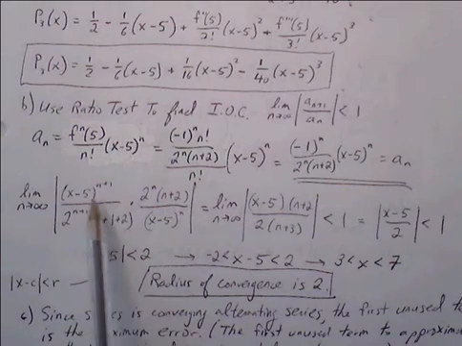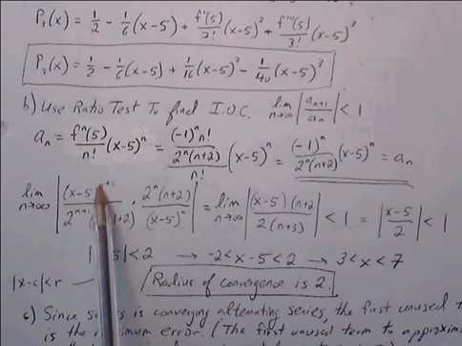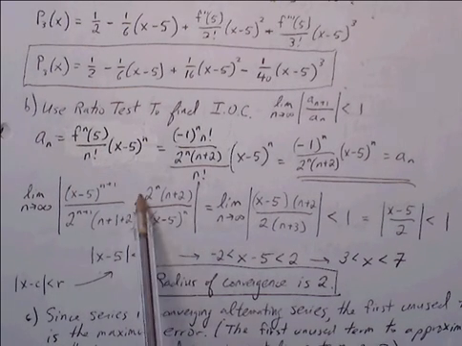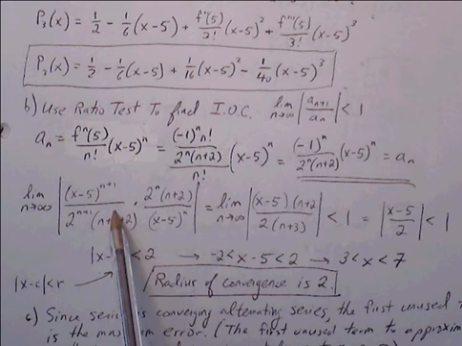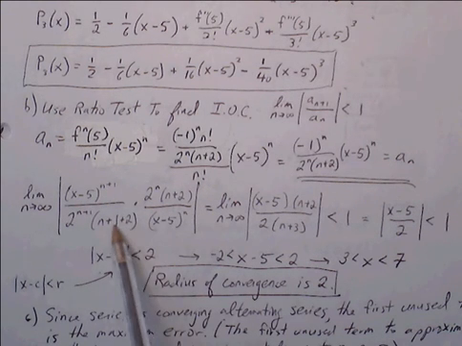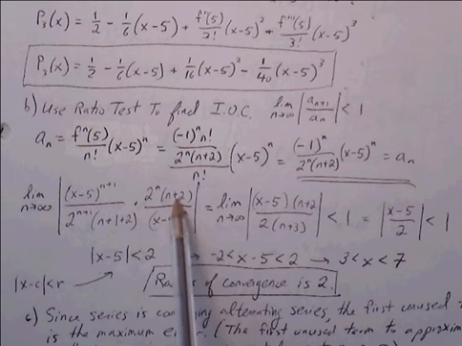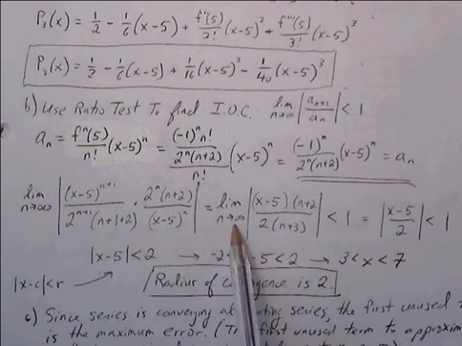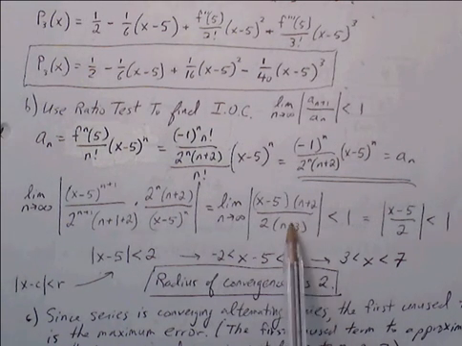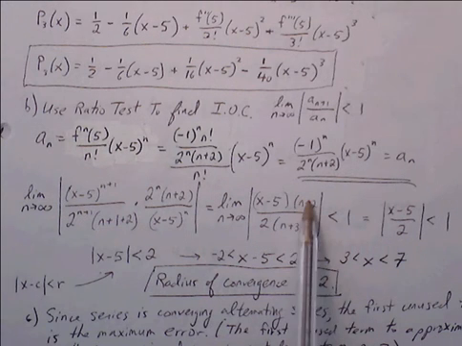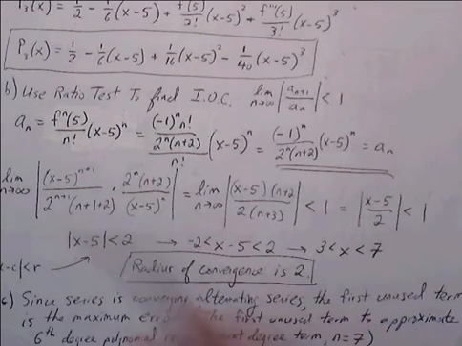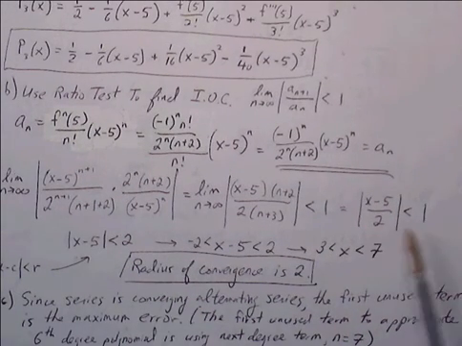Now if we clean this up, we're going to see x minus 5 to the n will cancel out, leaving me with just one factor of x minus 5. 2 to the n and 2 to the n plus 1 will cancel out, leaving me with just one factor of 2. And then n plus 1 plus 2 is n plus 3 times n plus 2. So now I have something that looks like this. Now if we're evaluating the limit as n approaches infinity, we see that these n values will have the same degree. So the coefficient is also 1, so we can simply cancel those out, leaving me with just absolute value of x minus 5 over 2 is less than 1.